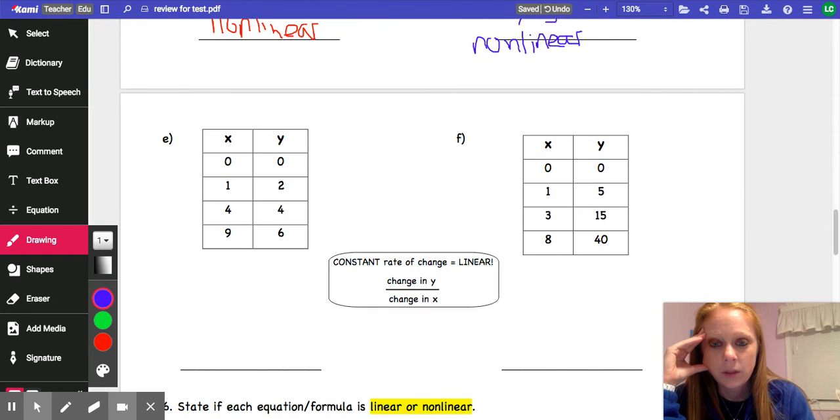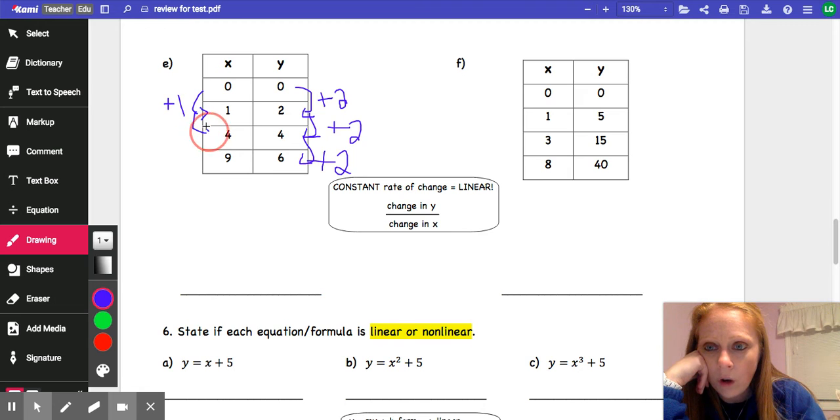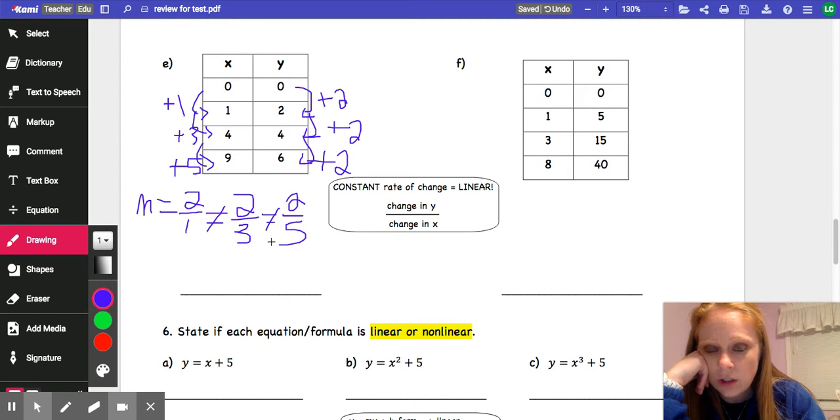All right, 2 more tables. Our y's are going up by 2 every time. And our x's are going up by 1, then 3, and then 4 plus 5 is 9. So that means, remember, it's change in y over change in x. So we're going to have 2 over 1, then 2 over 3, and then 2 over 5. Those are not constant slopes or rate of change. So this is non-linear.